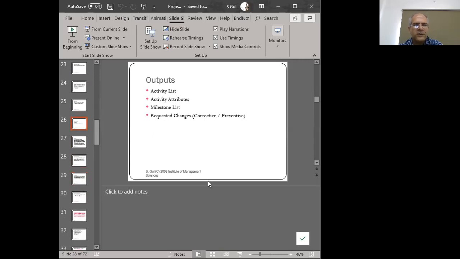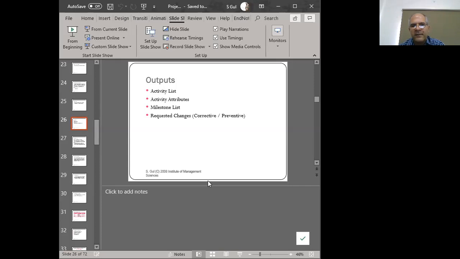Right? Now, what kind of outputs do we get from defining our activity? Well, we get a list of our activities. Clearly, once we go through the process, we will have a list of activities. And we will have the attributes of each of these activities, attributes such as the duration, attributes such as how many people are needed and so forth. Right? So we've got certain basic elements of that activity coming up. Normally, there's very few attributes. The normal attributes include the name of your activity. The normal attribute includes the duration of that activity. It includes the predecessor of that activity, right? So that's the very basic.